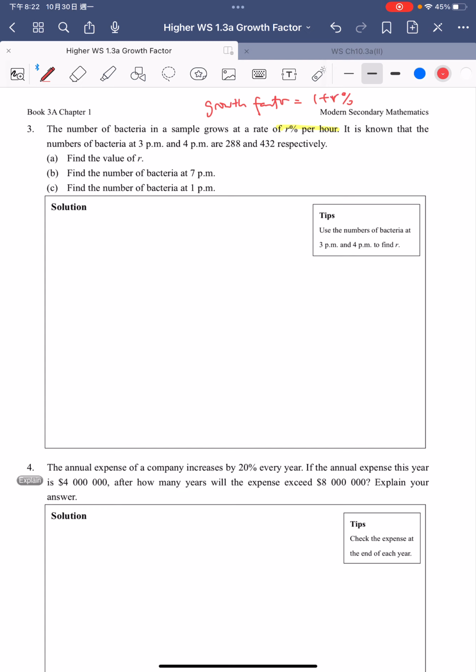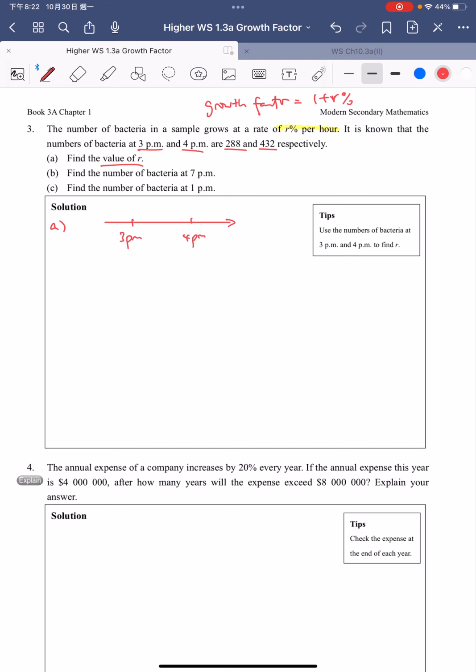And now it's known that the number of bacteria at 3 p.m. and 4 p.m. are 288 and 432. They're asking us to find the value of R. First of all, to decide which one happened first, we have two situations: we got a 3 p.m. here, and a 4 p.m. here. Because 4 p.m. is 1 hour after 3 p.m., 4 p.m. is happening next.